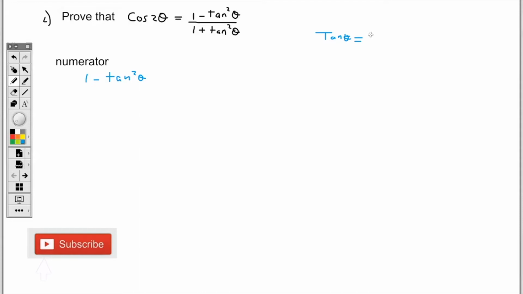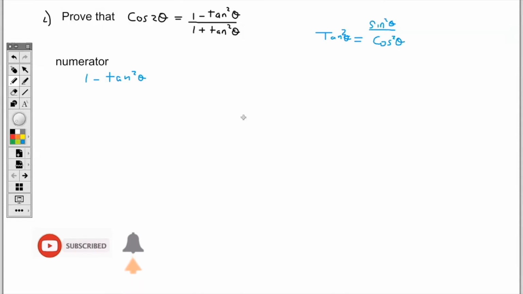Tan theta is the same as sine theta over cos theta. So that means if I square the tan, then I will square the sine and the cos. So tan squared theta is equal to sine squared theta over cos squared theta. Now I'm going to replace here. So I have 1 minus sine squared theta over cos squared theta.